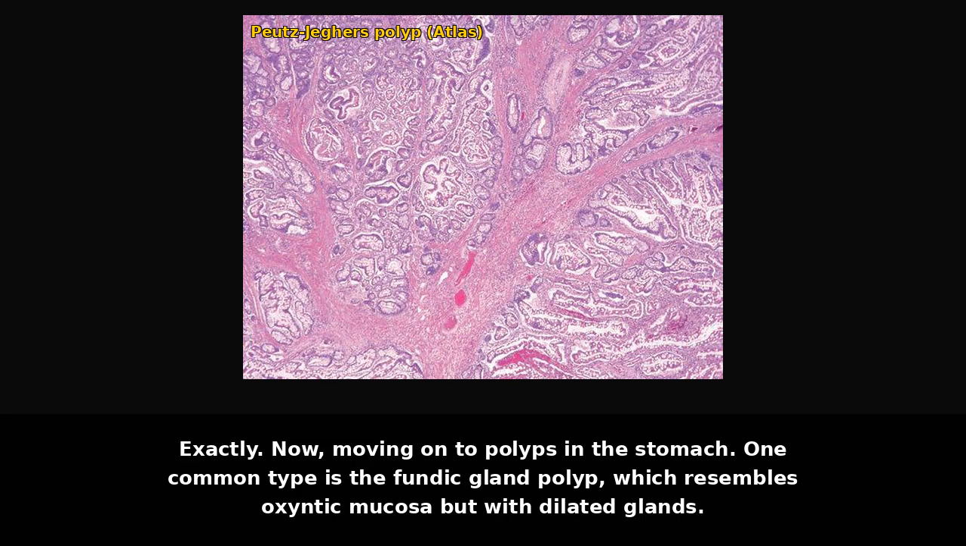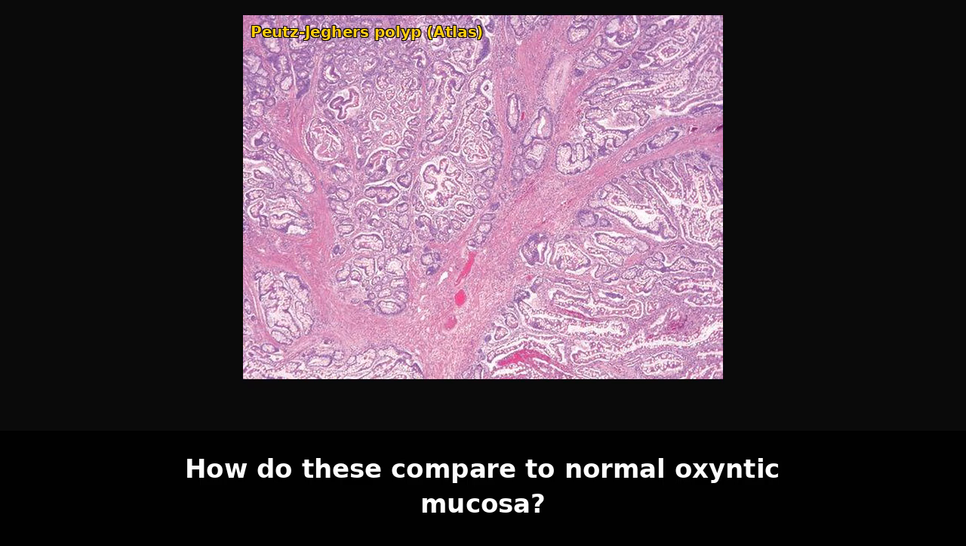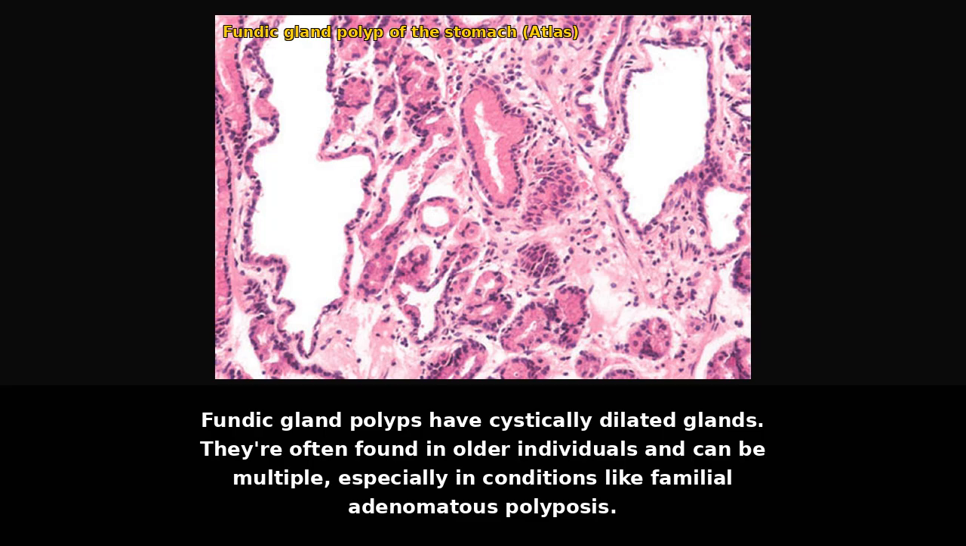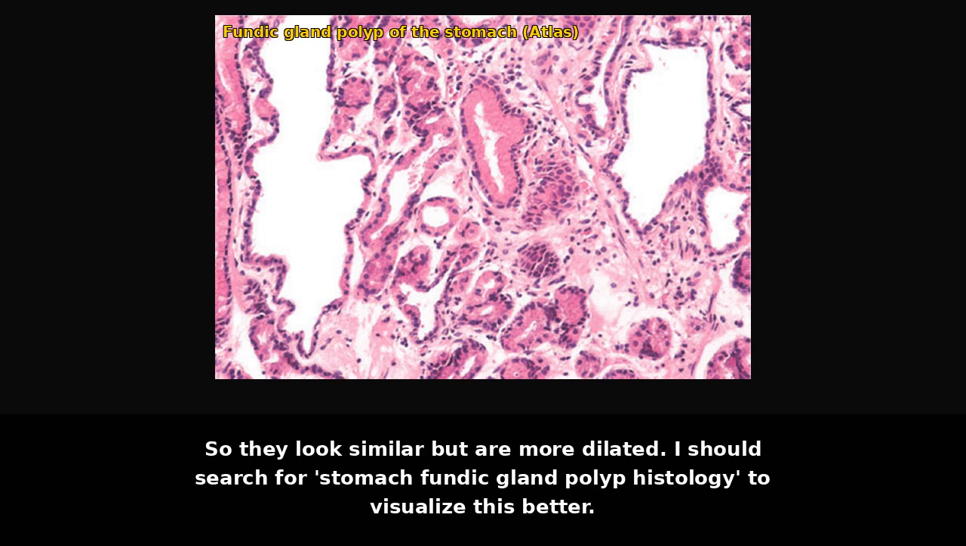Now, moving on to polyps in the stomach. One common type is the fundic gland polyp, which resembles oxyntic mucosa, but with dilated glands. How do these compare to normal oxyntic mucosa? Fundic gland polyps have cystically dilated glands. They're often found in older individuals and can be multiple, especially in conditions like familial adenomatous polyposis. So, they look similar but are more dilated.